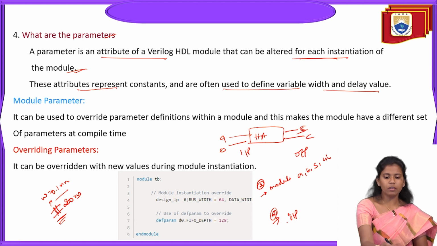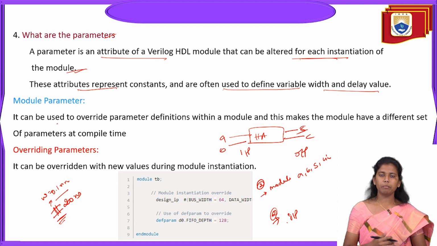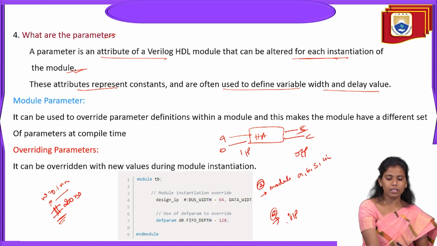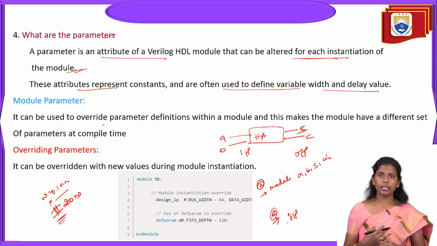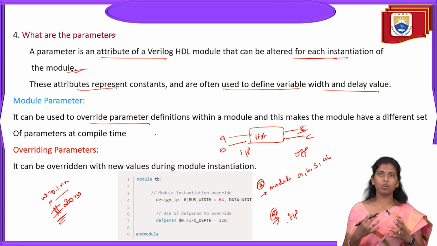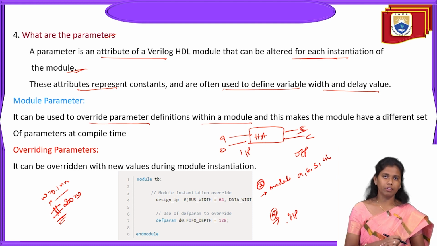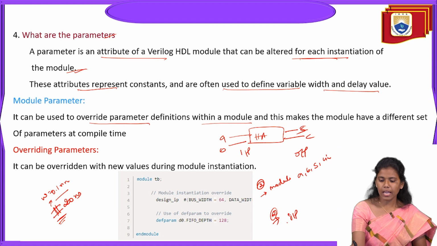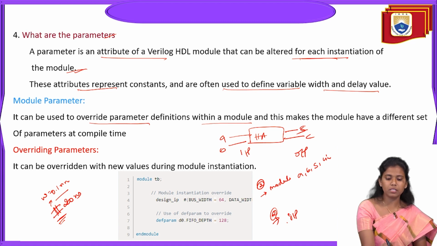Then we have different types of parameters. Module parameters can be used to override parameter definitions. That means that with such module parameters, we can override the parameter definitions within the module. If you want to alter or change some parameters, we can do it inside the module itself. Inside the module, if you want to alter any sort of parameters, that can be easily done. And this lets a module have different sets of parameters at compile time.